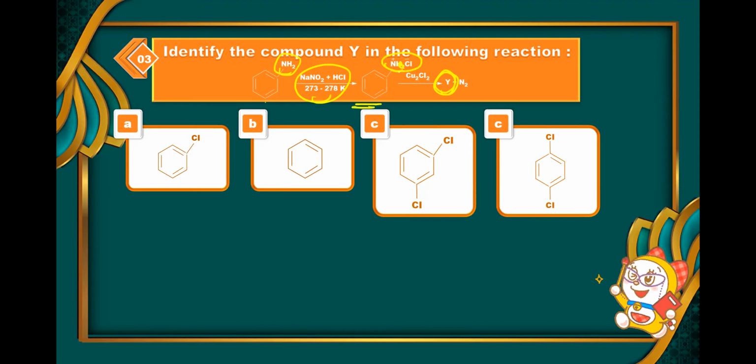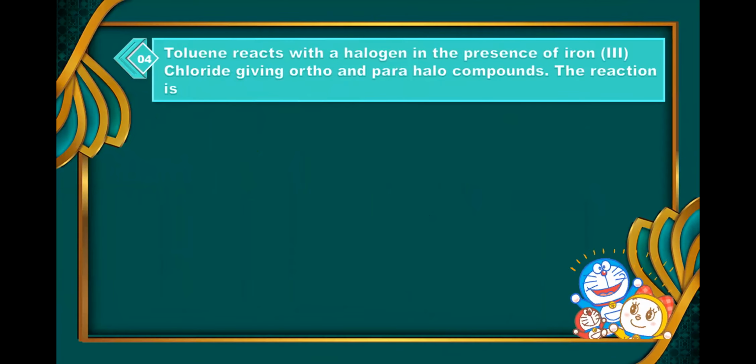When you treat that benzene diazonium chloride with CuCl, cuprous chloride, this is called the Sandmeyer reaction, and the chlorine group goes and occupies the place of N2+ and Cl-. Cl- goes out. Then you will get your product. Chlorobenzene is your product. Option A is your correct answer. Now see question number 4.